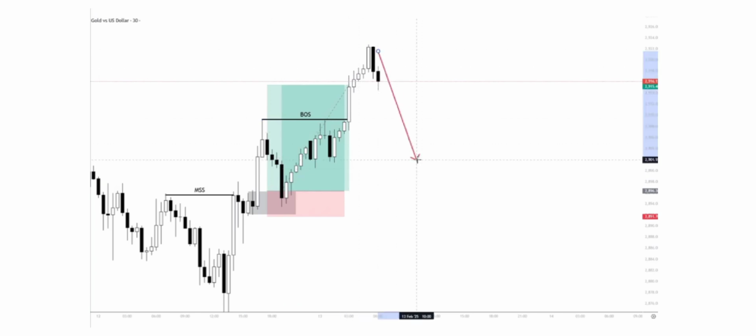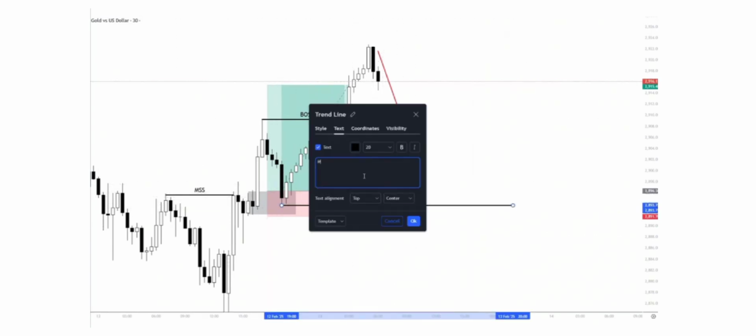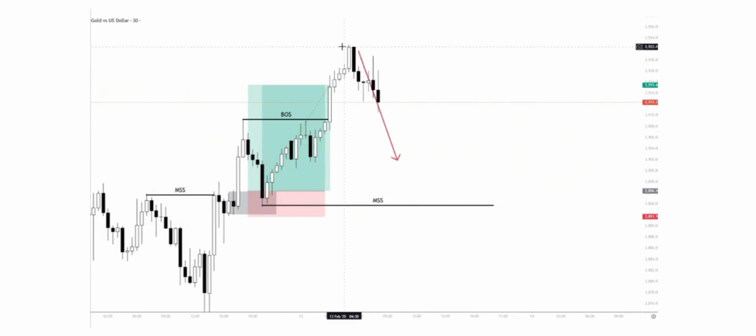Now we would expect a pullback. Again, we don't know where the low will end, but we assume because it's an uptrend, it should end up higher than the last one. So in other words, the market should not break below the new swing low, because that would form a trend reversal. And if it does, we look for a sell setup.